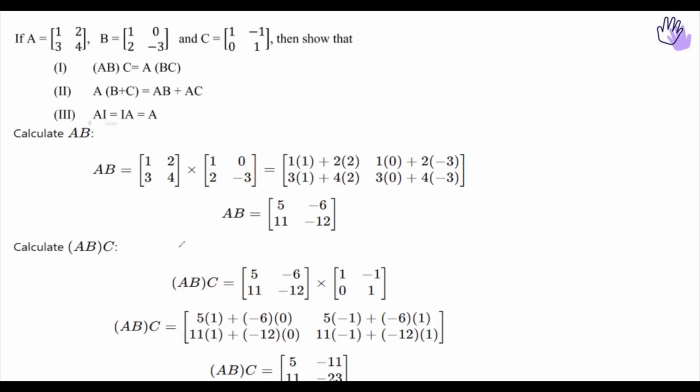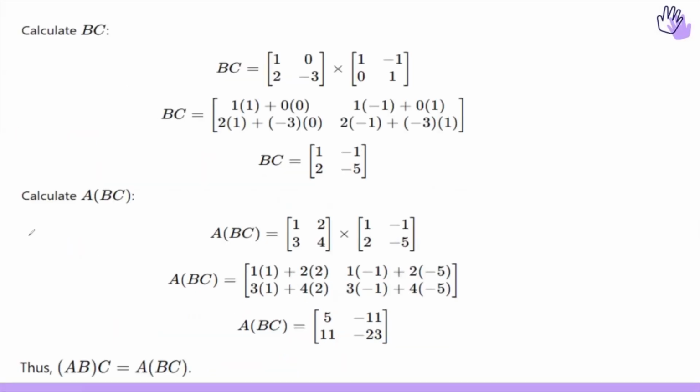Similarly, now ABC is multiply this product AB with C. Okay, and the multiplication is valid because what are the number of columns here? 2. What are the number of rows in C? 2. Both are equal. So that is the reason you can multiply both of them. So if you multiply, this is the matrix that you're going to get, right? And so the same will be the matrix.